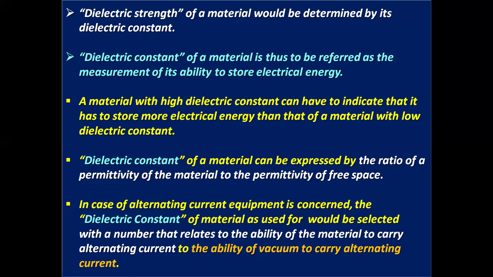The dielectric constant of a material can be expressed by the ratio of the permittivity of the material to the permittivity of free space. In case of alternating current equipment, the dielectric constant of the material used would be selected with a number that relates the ability of the material to carry alternating current to the ability of vacuum to carry alternating current.